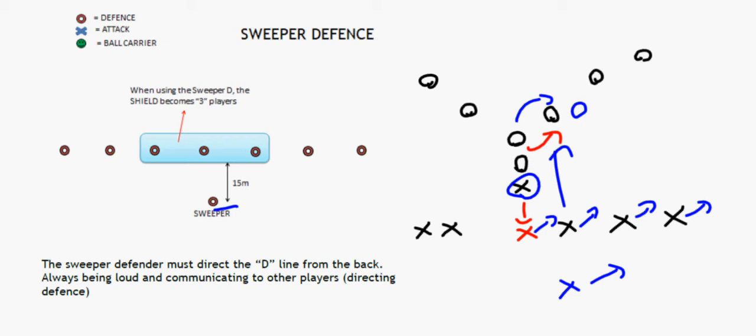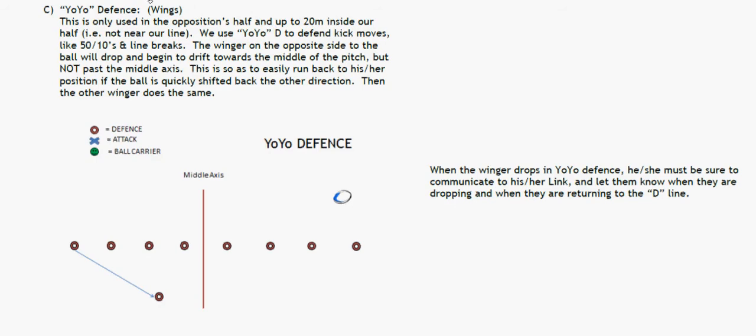Okay, so let's go to sweeper defense. Now this one here is called the yo-yo defense. It is only used in the opposition's half and up to 20 meters inside our own half. Not near our own line, it isn't used anymore. We use yo-yo to defend kick moves and line breaks.